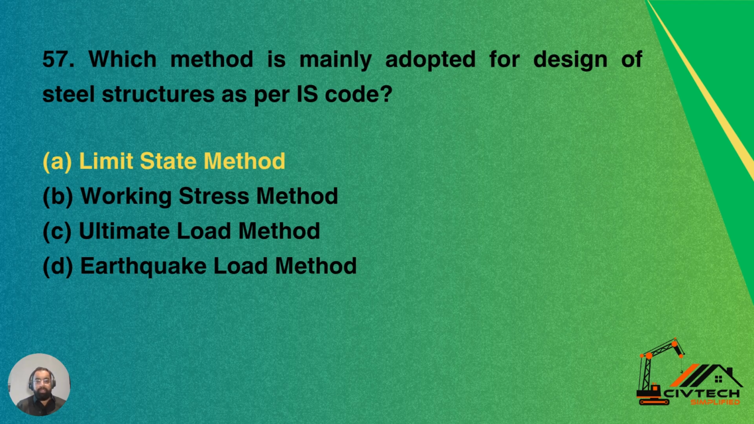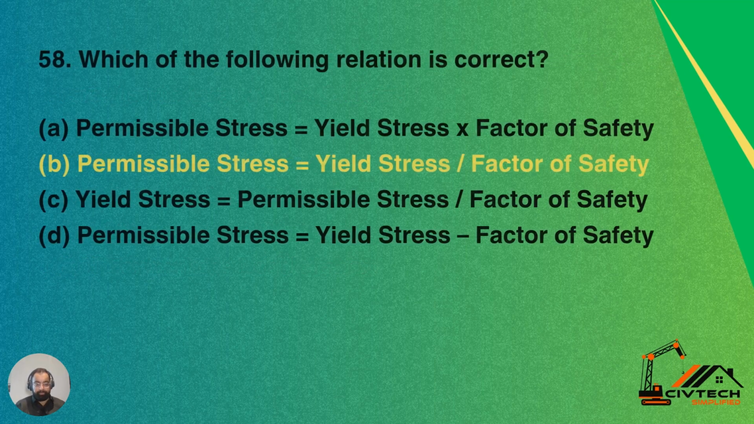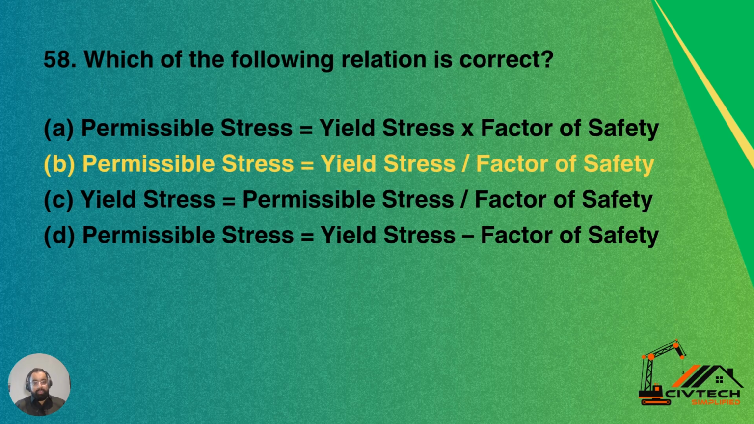Question 57. Which method is mainly adopted for design of steel structures as per IS code? Option A, limit state method. Option B, working stress method. Option C, ultimate load method. Option D, earthquake load method. So the limit state method is a common method which is used as per IS code for designing of a steel structure. A is the correct answer for this question.